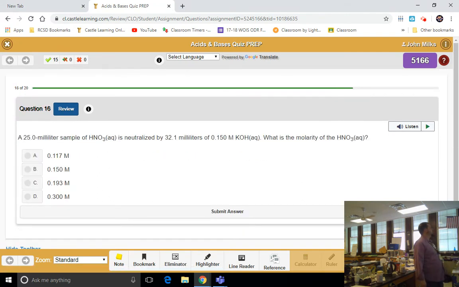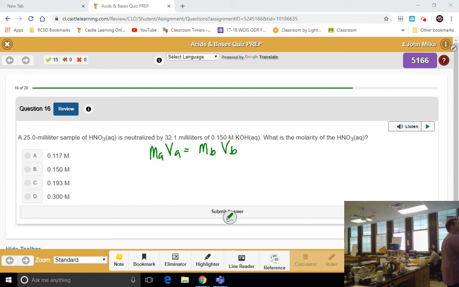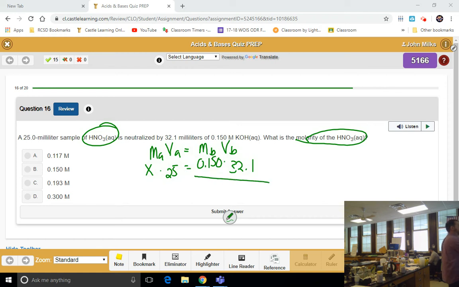Next one, 25 milliliters. Ooh, neutralize. This is your acid-base neutralization. MAVA equals MBVB. We are plugging and chugging. I have a 25 milliliter sample of acid, so volume of acid is 25. Looking probably for my molarity of acid. HNO3 is acid. Milliliters of base is 32.1. Molarity of base 0.150. That's multiplied. You're going to divide both sides by 25.